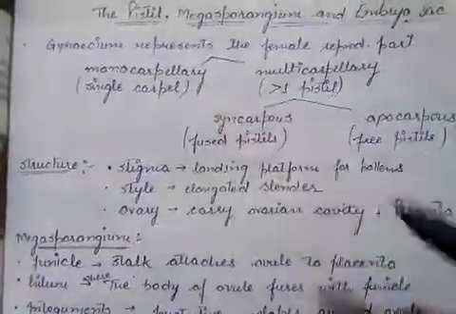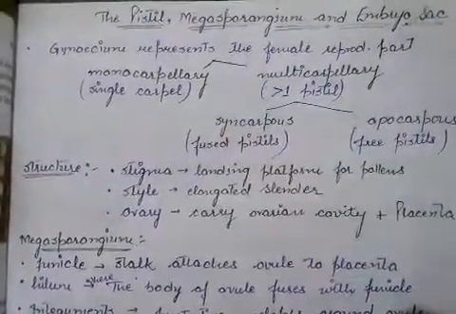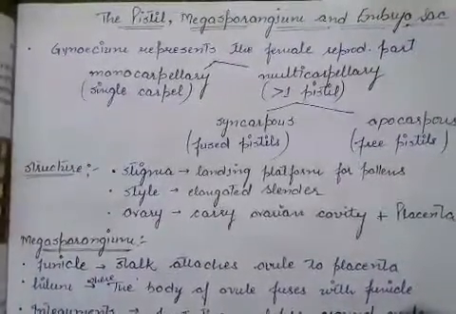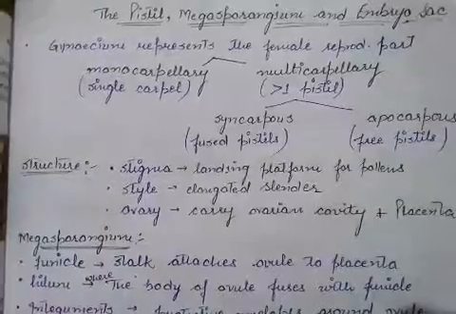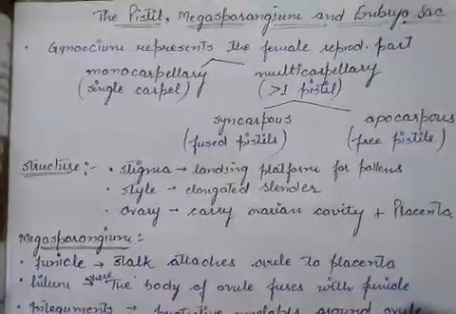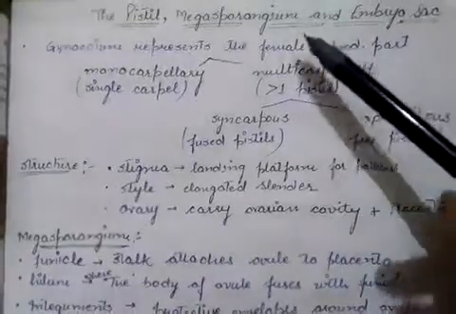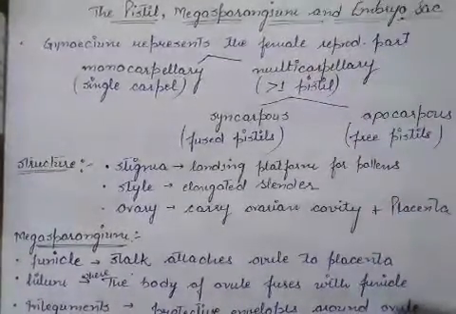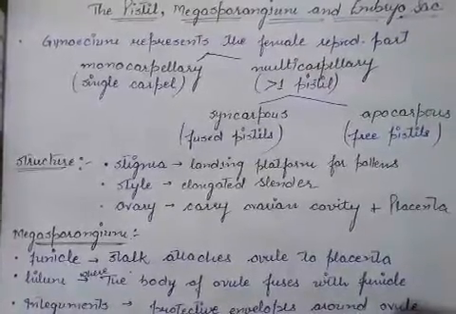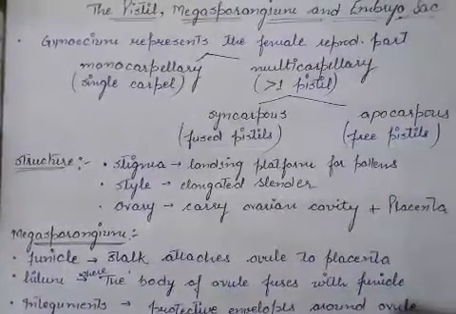That is pistil, the female reproductive part of the flower. It is also known as the gynoecium. Gynoecium also represents the female reproductive tract, and in today's lecture we will go through the pistil, the megasporangium, and the structure of the embryo sac. So the gynoecium is the female reproductive part of the flower.